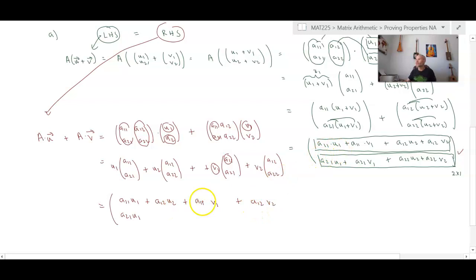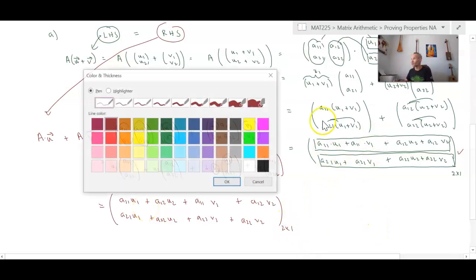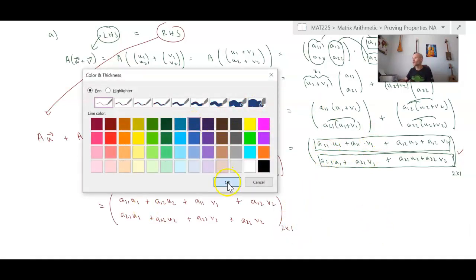And you can see that, look at that, we're actually getting the same terms. Here's our A11 u1. Well, we'll come back and do that. Let's do this bottom row first. Here we have A22 u2 plus A21 v1 plus A22 v2. And now we just need to check that this red vector, this 2 by 1 red vector, is the same as this green one. So we just need to check up on all the terms.